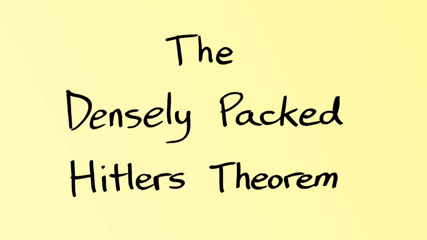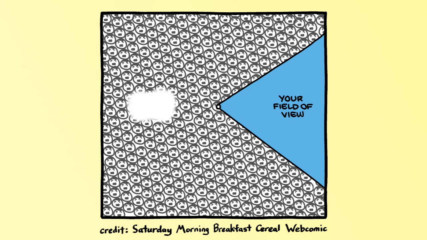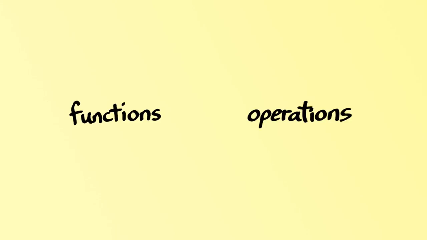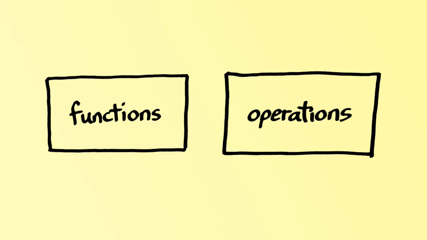The densely packed Hitler's theorem says that if you're practicing a serious amount of doubt, you technically can't ever have true knowledge that it's not the case that everywhere that's not in your field of vision right now is full of densely packed Hitlers. Returning to computers, by defining the difference between function and operation and categorizing the parts of your code accordingly, you get to separate the pure and the impure very neatly. You make two little boxes in your imagination and you say, these are all the purely functional parts and these are all the impure I/O parts, and every little bit of code goes in one of the two boxes.